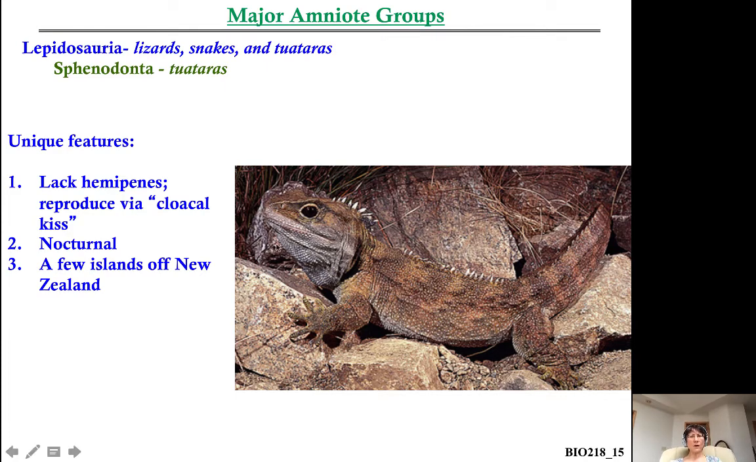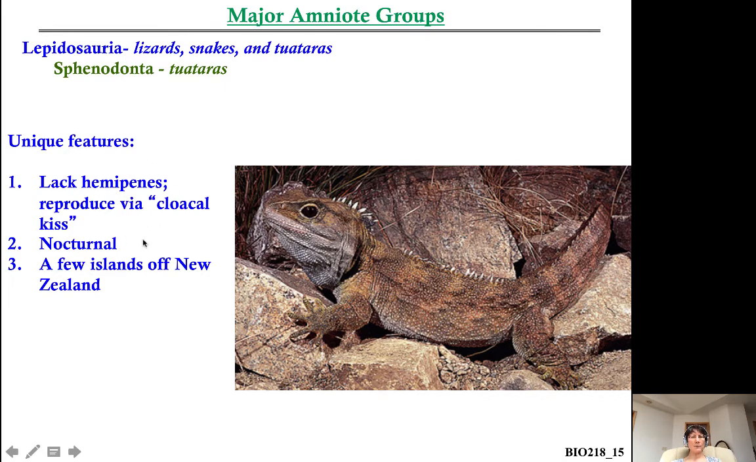So these, for all intents and purposes, look like lizards. Like there's no reason if you just saw them out in the field why you'd think that they weren't a lizard. But it turns out that they have some really unique features that separate them from lizards. The first is that they lack hemipenes, and I'll explain what those are in just a moment. But they don't have any kind of intromittent organ or a penis of any kind.